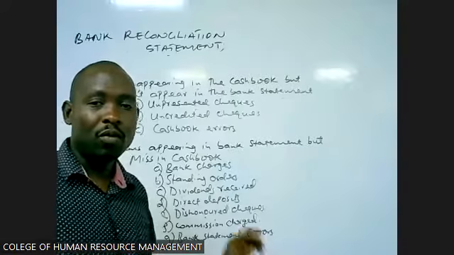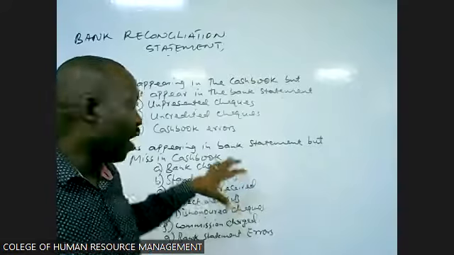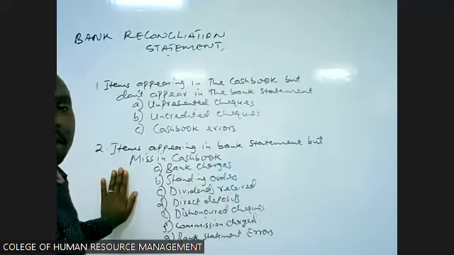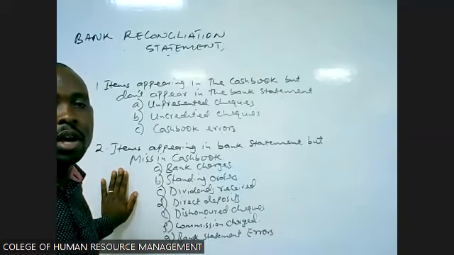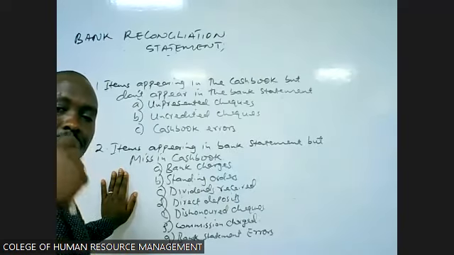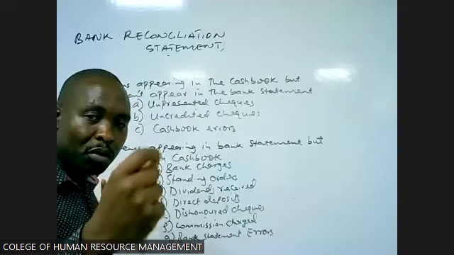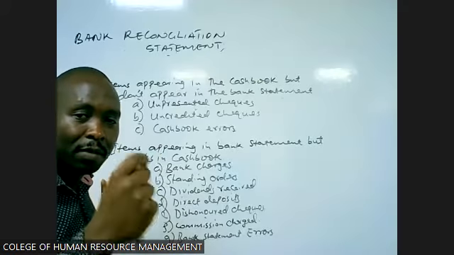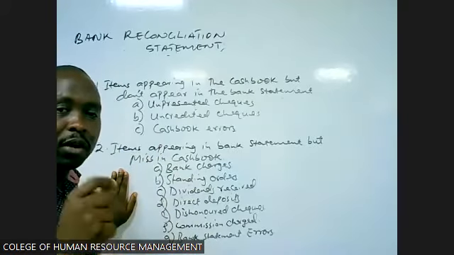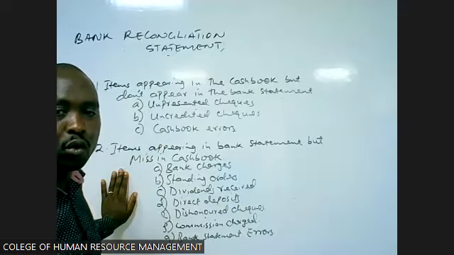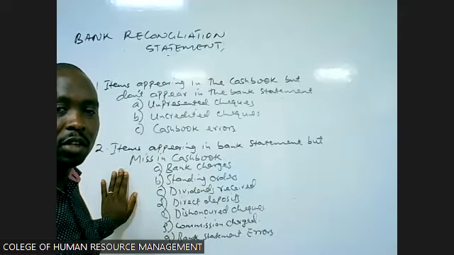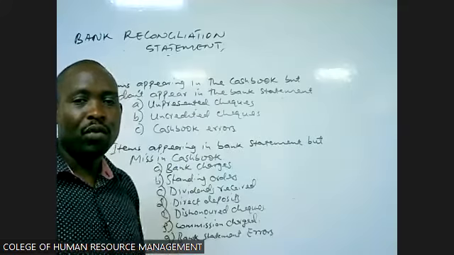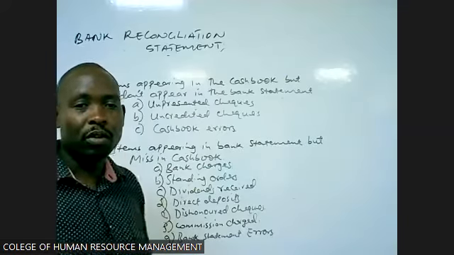So having understood that we have these categories, items appearing in the cash book but not in the bank statement, and items appearing in the bank statement but not in the cash book. And then you remember that the cash book bank column and the bank statement balance are supposed to be the same, and then you are required to do a reconciliation. How do you go about it? When this question comes in your exam, you will be asked 2 questions.